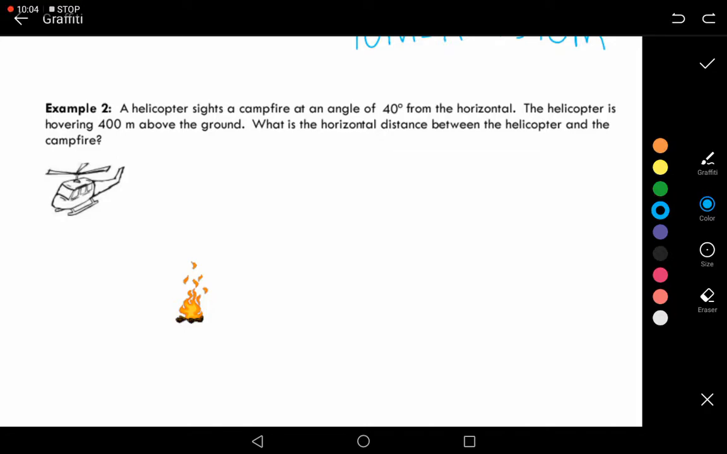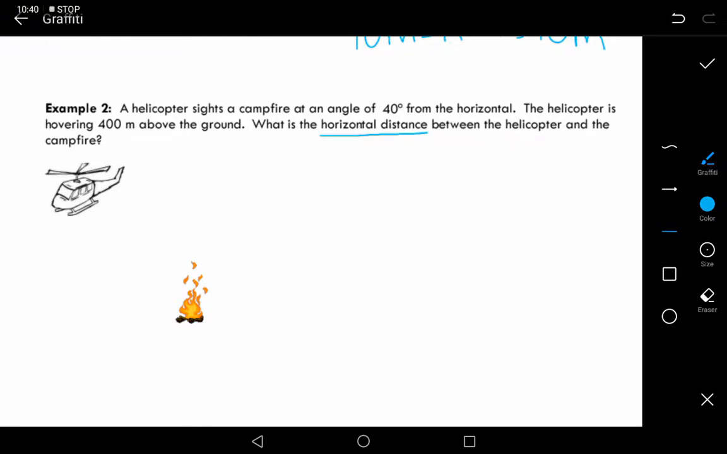Okay, so again, we need to pull out the information from our question. What is the horizontal distance? Right away that indicates that, just like example 1, we're solving for a side length, not height. We're solving for the horizontal distance, or the length between the helicopter and the campfire. We'll be able to visualize that a bit better once we complete step 2, which is to model that with a right triangle.